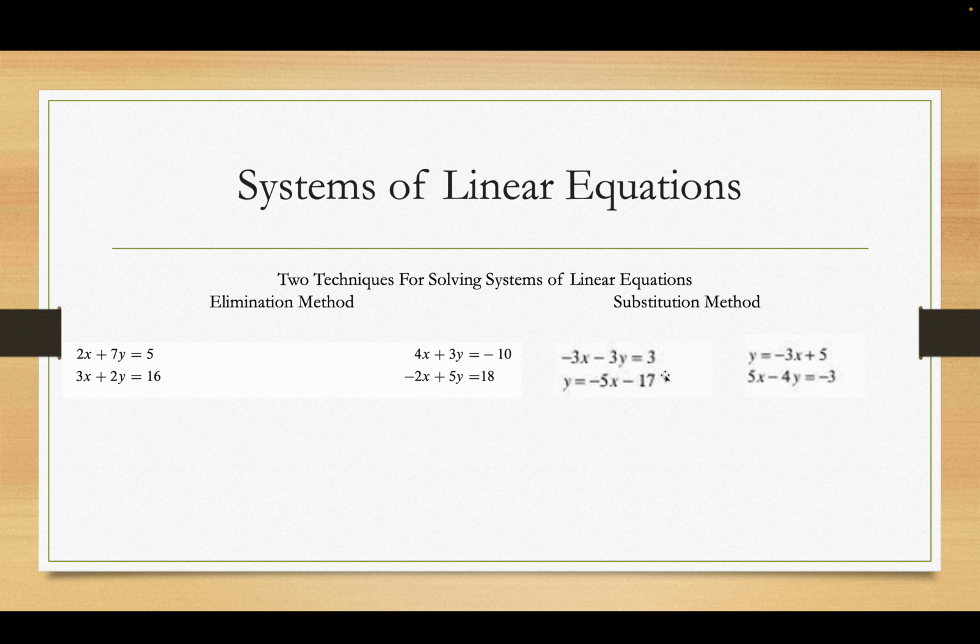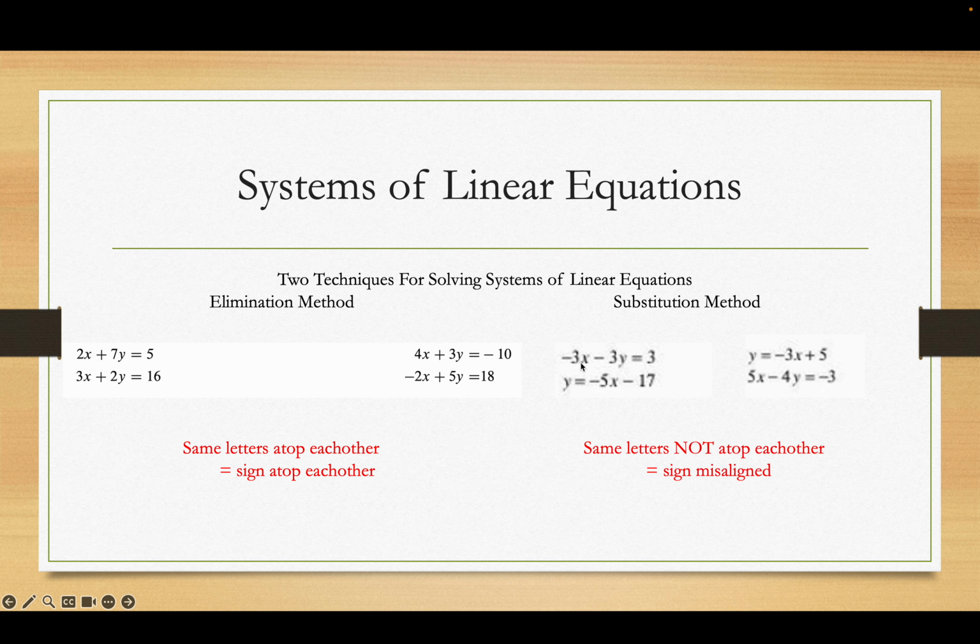Systems of linear equations. So we're going to go back and remind you, when do you use elimination? When do you use substitution? You use elimination whenever you see the things lined up, like x's over x's, y's over y's, equals over equals, numbers over numbers. You use substitution when things are not aligned. The x's are over the y's, the equals are not near each other, etc. So those are your cues to figure out when you're going to do them.